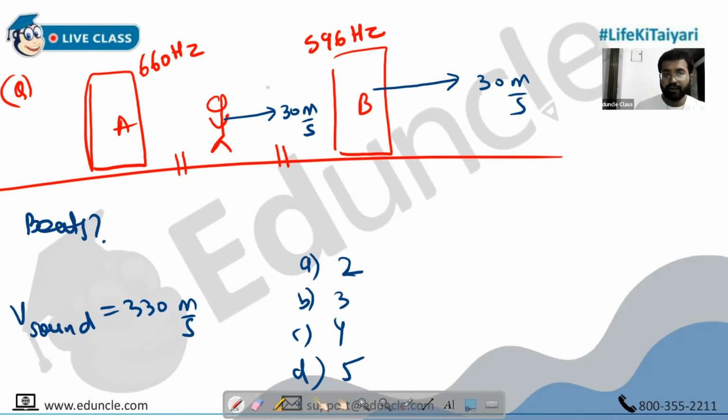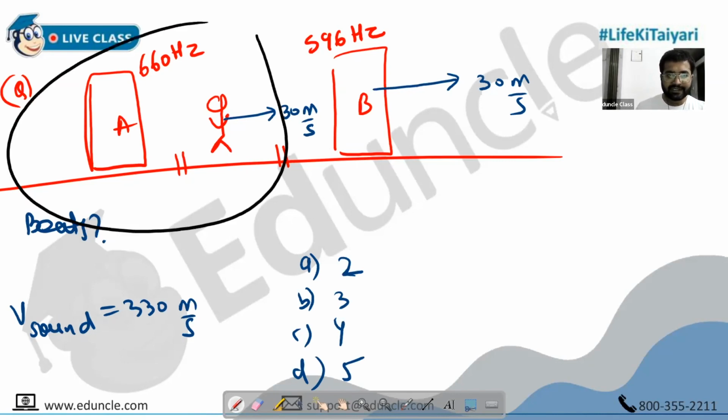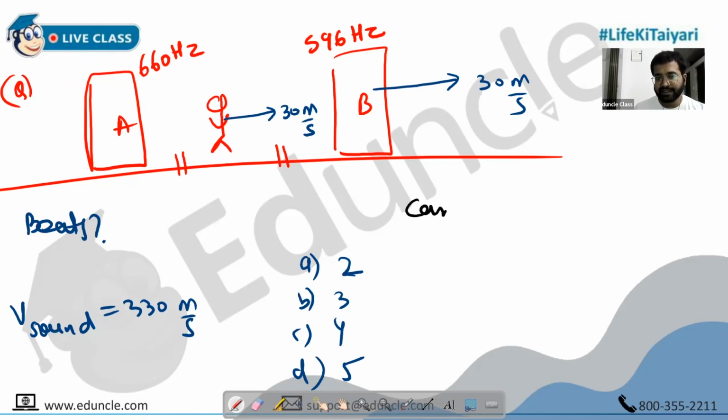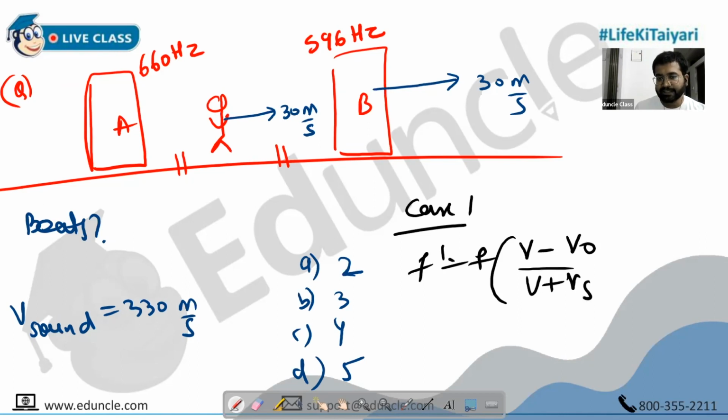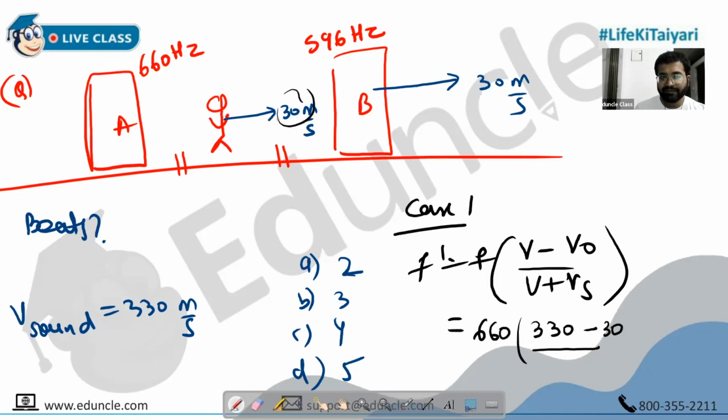First of all, we will take one case individually. Let's take the away case. The observer is moving away from the source. This is the source and this is the observer. So in case 1, f dash for away is upper minus, lower plus. So f original is 660, V is 330, the observer is moving with 30, and the source is at rest. So we have 660 upon 330, that is 2, into 300, which is 600 Hertz.